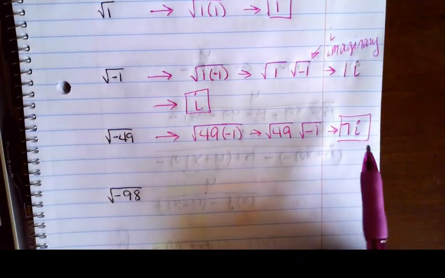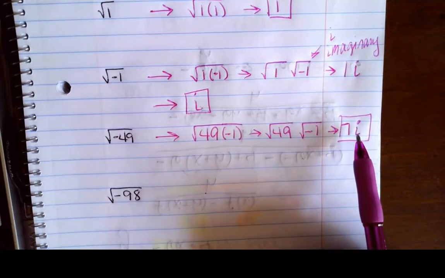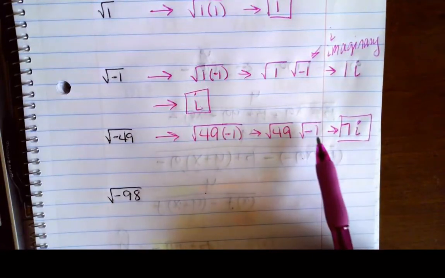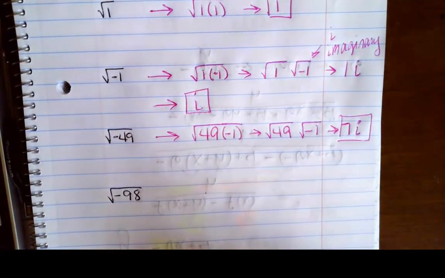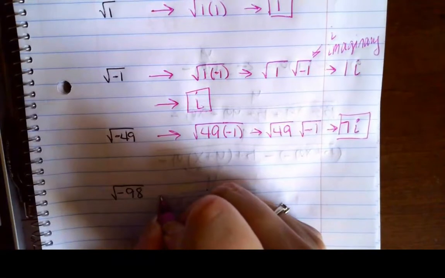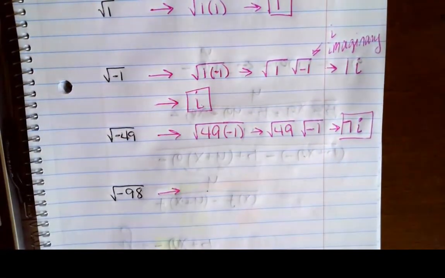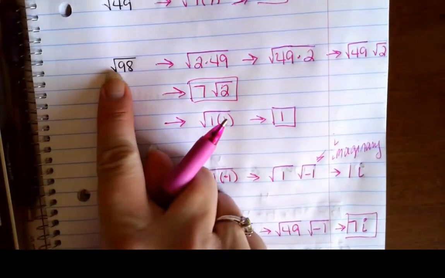So again, this is not a variable. i is a symbol that means the square root of -1. It's not going to change its value. It's not going to vary. So it's not a variable. So let's look at this one. Do I know what the square root of 98 is? I do, because I found it up here.